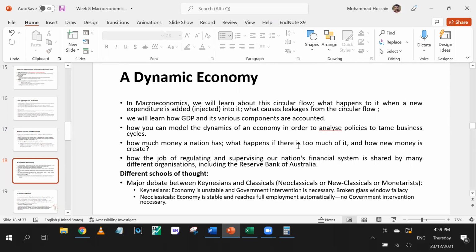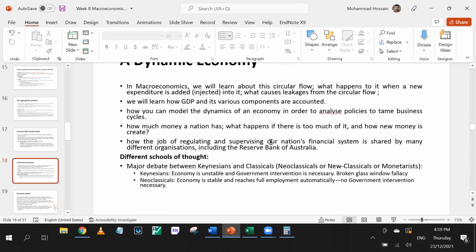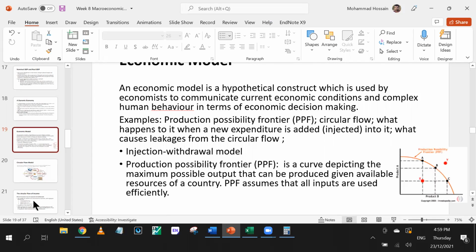A dynamic economy. In macroeconomics, we learn about the circular flow. What is it? This is very important to learn. So this is the Keynesian, classical, neoclassical and monetary. What they say here is how our money is being circulated within the economy. That's what we're going to learn now.